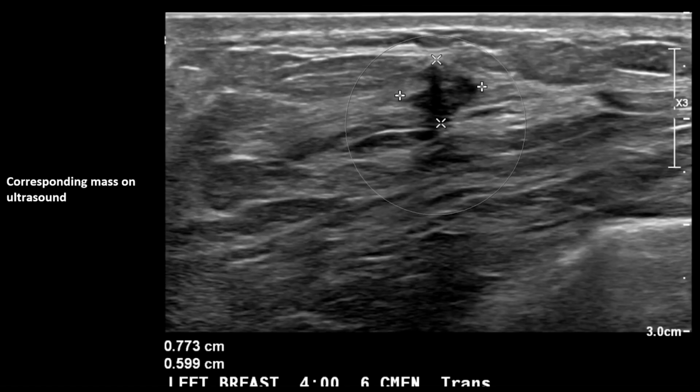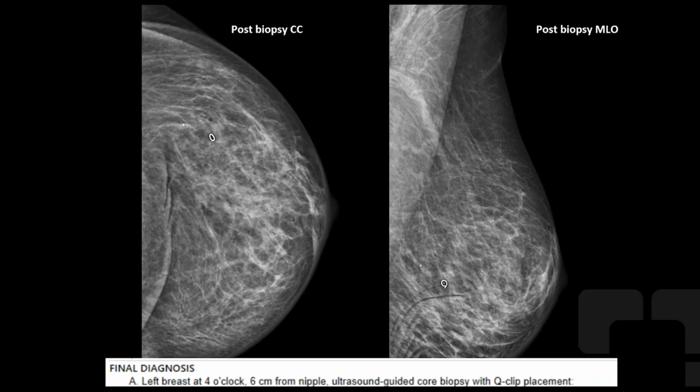This is just a corresponding ultrasound image from that small cancer. This was a sub-centimeter irregular mass at the 4 o'clock position in the left breast. On biopsy, we'll show the biopsy clip films in the next slide here, just showing that we do have the biopsy clip corresponding to that subtle area of architectural distortion. And this was an invasive breast cancer.